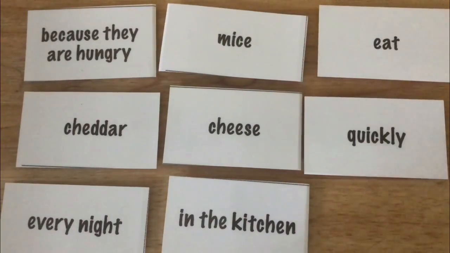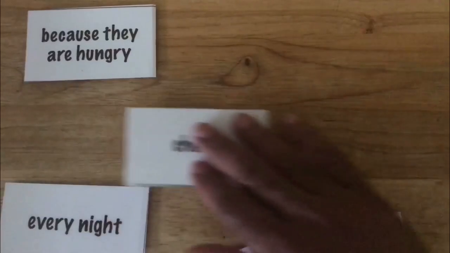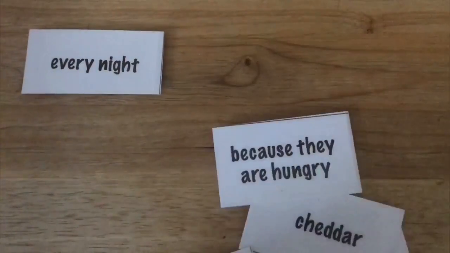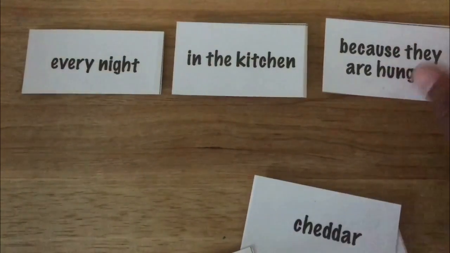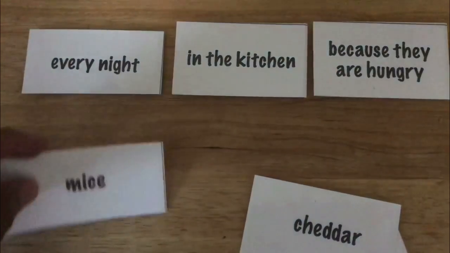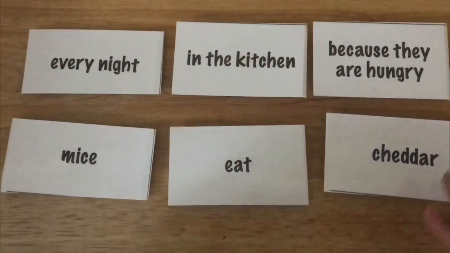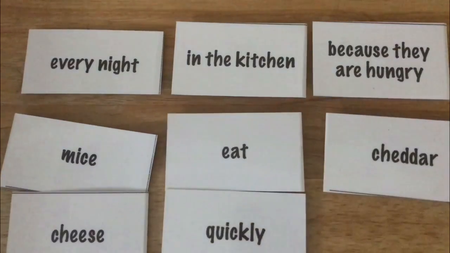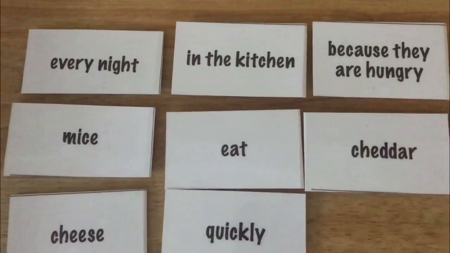What about if I really wanted to make this dramatic? Let's move our adverbs all together in the beginning of the sentence. I can say, every night in the kitchen, because they are hungry, mice eat cheddar cheese quickly. And there you go. So notice how I can move things around in my sentence.